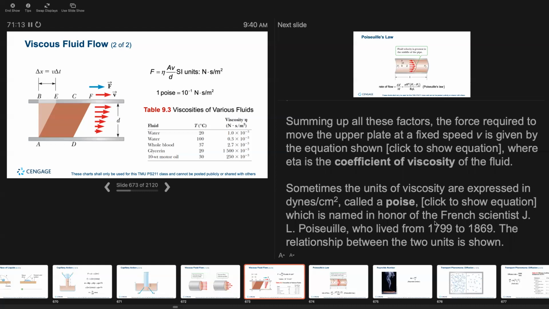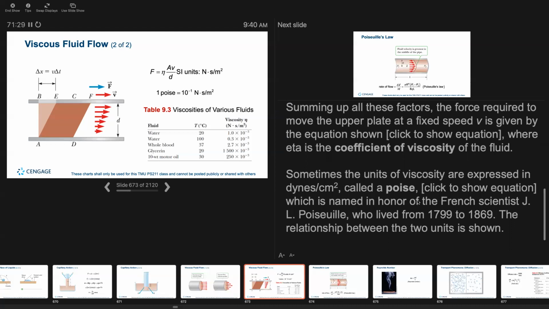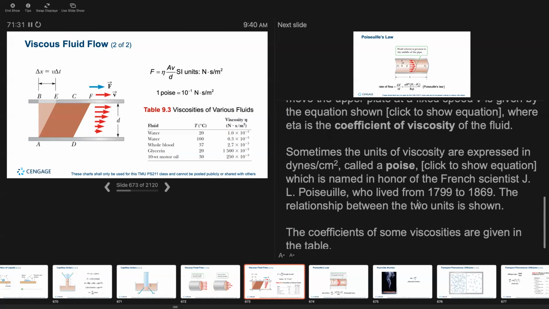Sometimes the unit of viscosity is expressed in dynes per centimeter squared, called a poise, which is named in honor of the French scientist Poiseuille, who lived from 1799 to 1869. This relationship between the two units is shown. The coefficients of viscosity of some fluids are given in the table.